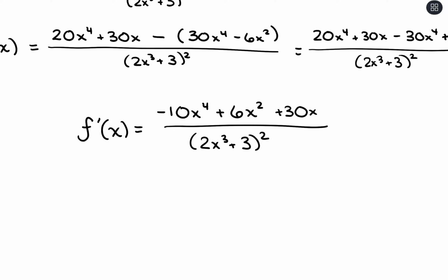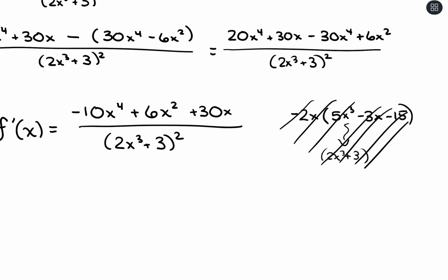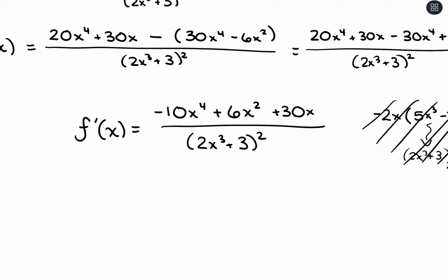Now, something else I would do here is I would look and I could see, ooh, I have a common factor of 2x there. So I could even factor a negative 2x out of that numerator, which would leave us with a 5x cubed minus 3x minus 15. And I could see about factoring that. And really, all I would care about is getting a possible factor of 2x cubed plus 3. But I'm not seeing that come out of this. So really that work is not necessary. So I'm going to leave it just like this as the derivative function.